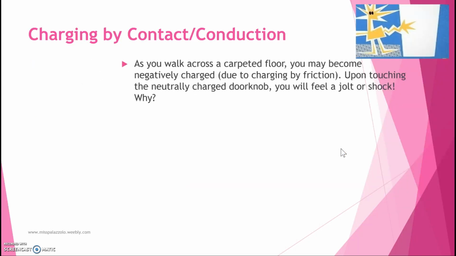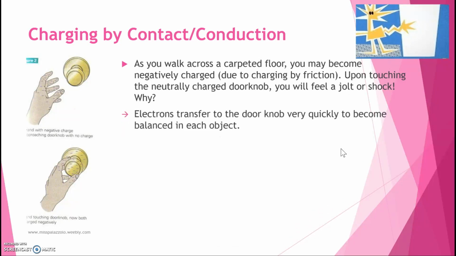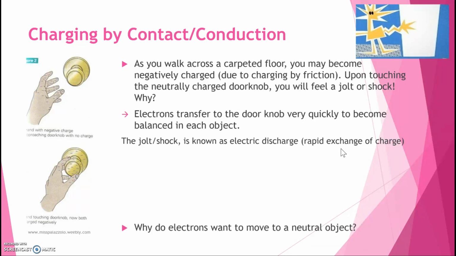So here's a little explanation of what happens when you are charging by contact in the example of the doorknob. As you walk across a carpeted floor, you may become negatively charged, and this is due to charging by friction. But upon touching that neutrally charged doorknob, you feel a jolt or a shock. But why? Electrons transfer to the doorknob very quickly to become balanced in each object. The jolt or shock is known as an electric discharge, which just means a rapid exchange of charge.